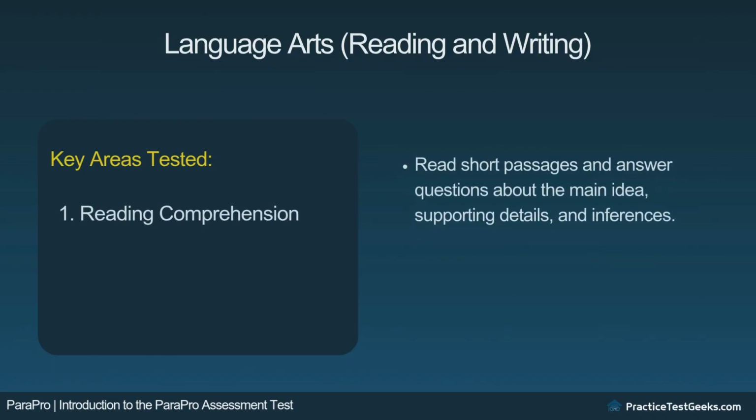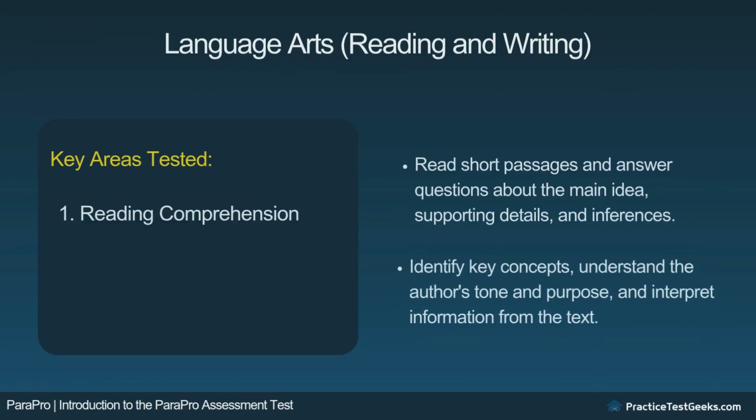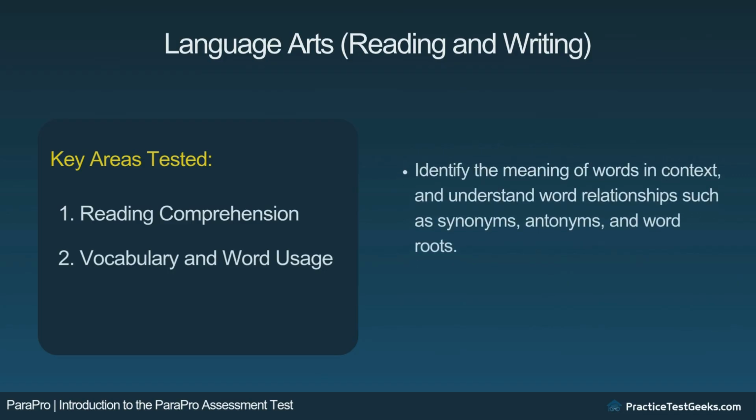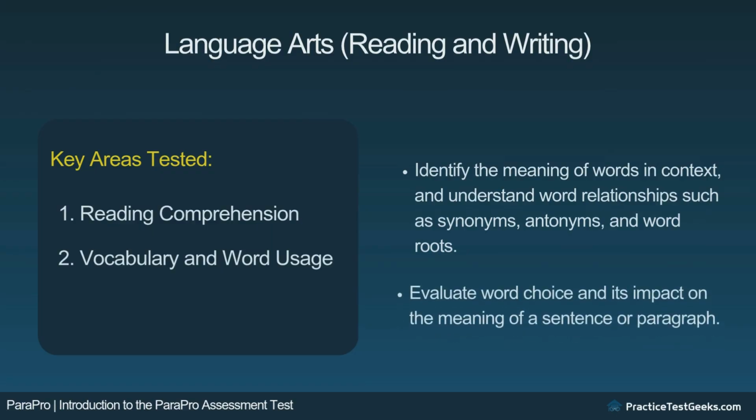You will be asked to read short passages and answer questions about the main idea, supporting details and inferences. Focus on the ability to identify key concepts, understand the author's tone and purpose, and interpret information from the text. 2. Vocabulary and word usage. Identify the meaning of words in context and understand word relationships, such as synonyms, antonyms, and word roots. Evaluate word choice and its impact on the meaning of a sentence or paragraph.